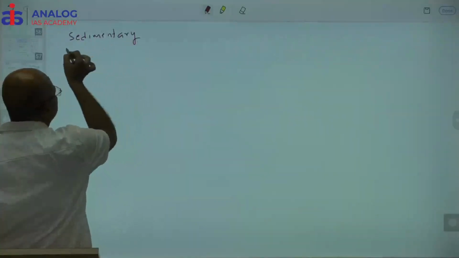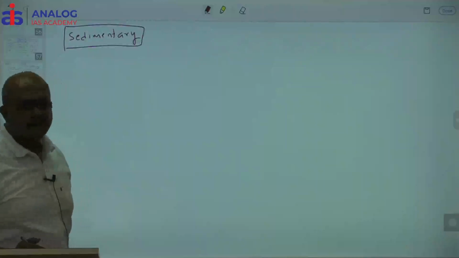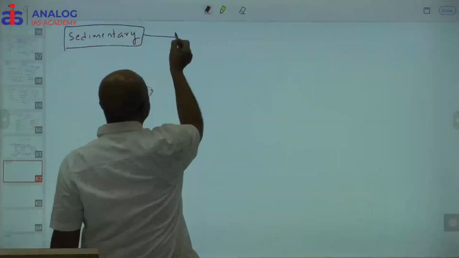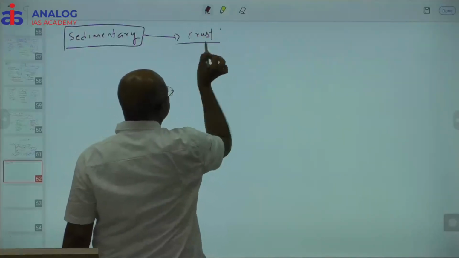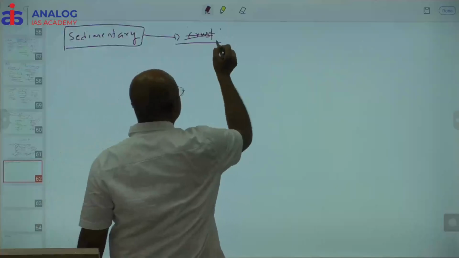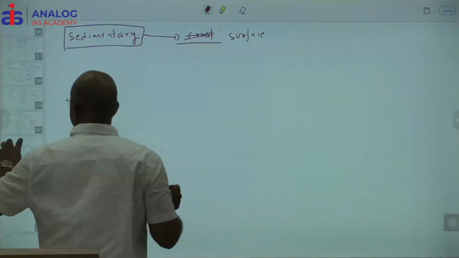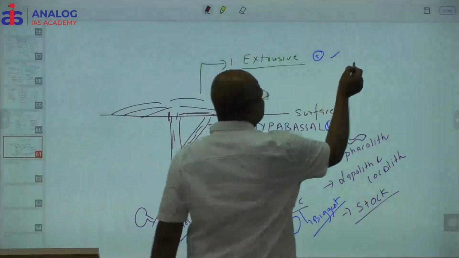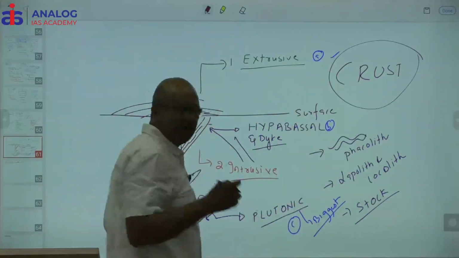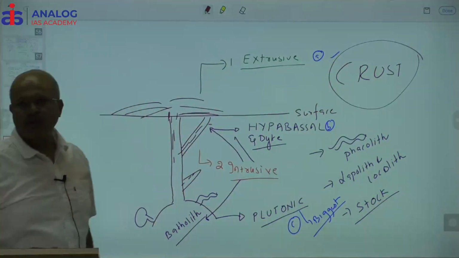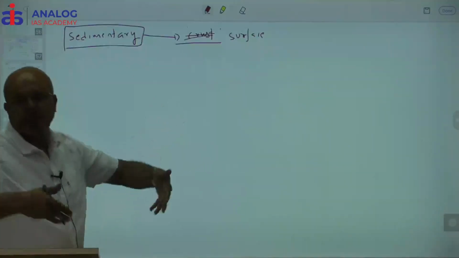Sedimentary rocks. Now, in the context of sedimentary rocks, they make the major portion of the earth's surface. Sorry, igneous rocks make the major portion of the earth's crust, whereas sedimentary rocks are on the surface of the earth.